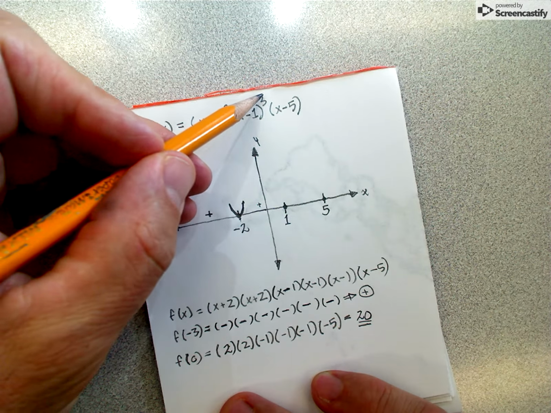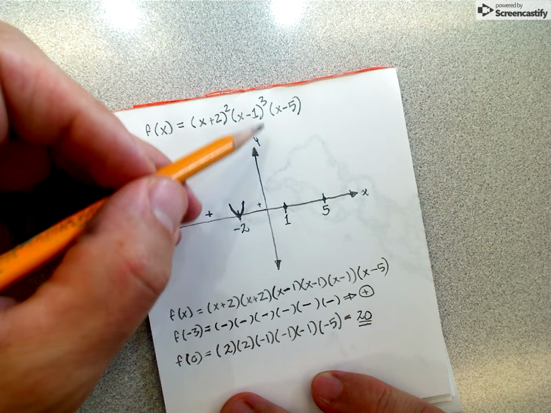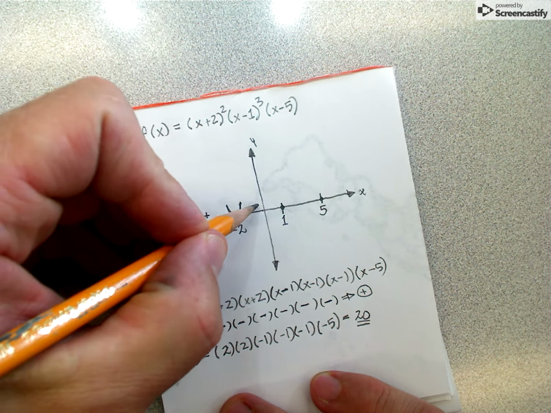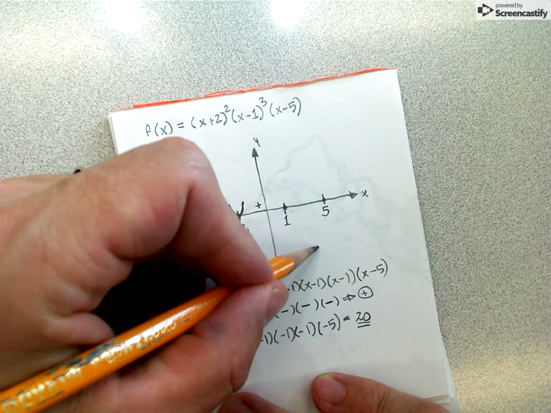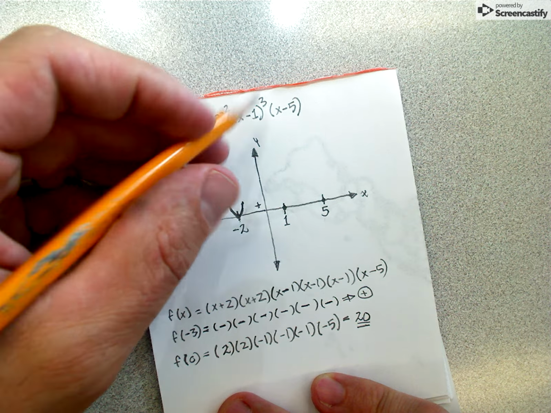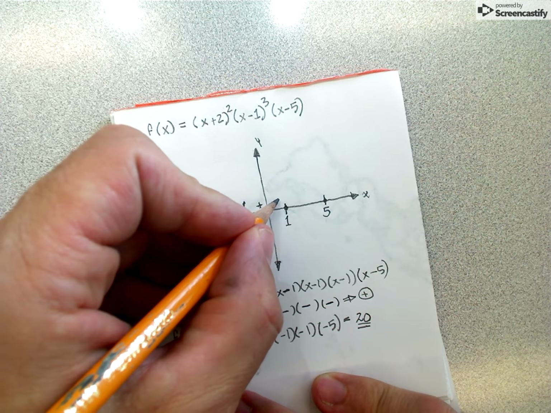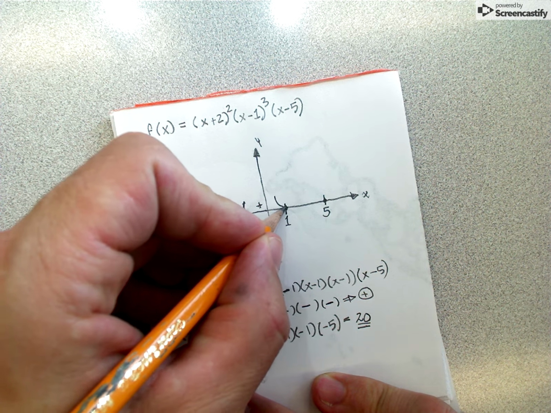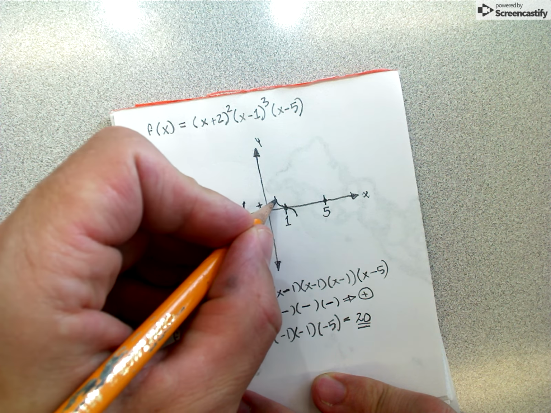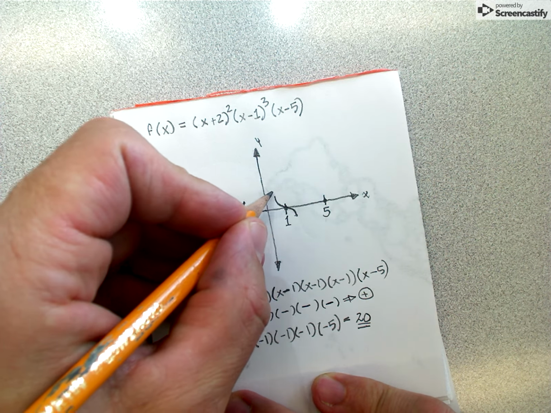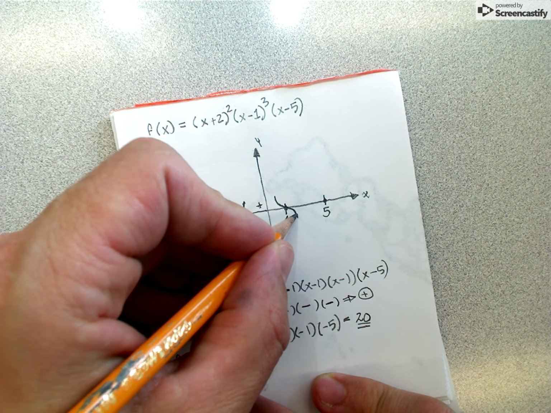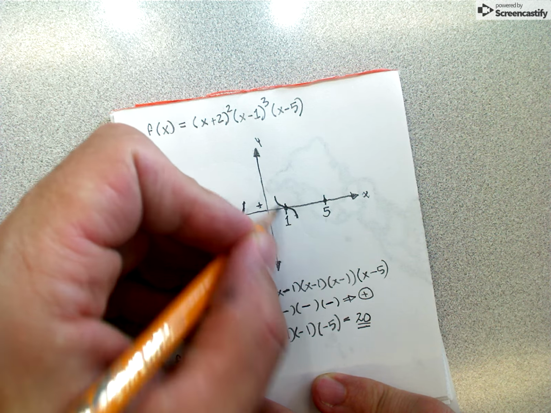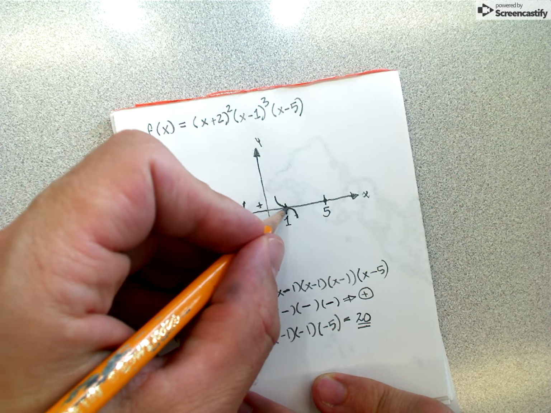Here at this root, the multiplicity is 3. So I know that because it's odd, my graph is going to cross the axis. It's going to come from the positive side and go to the negative side. But also because the multiplicity is 3, I know that I'm going to get this inflection point near the root. The graph is going to flatten out as it approaches the root and then turn and get really steep as you get farther away from the root. And that's the nature of the graph.